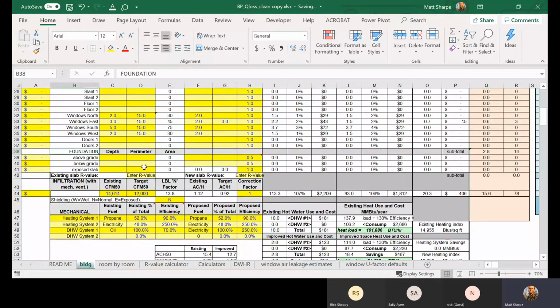Then we get into the foundation. So foundation, we do need always there to be a depth below grade. That is part of the calculation of the Earth's R value that goes into the heat load. So if you were to overwrite this to say, yeah, I know the area, I don't want those calculations to tell me what the area is, I'm just going to type that in, you still need to put a number in here. This is that depth below grade value that will impact the heat loss.